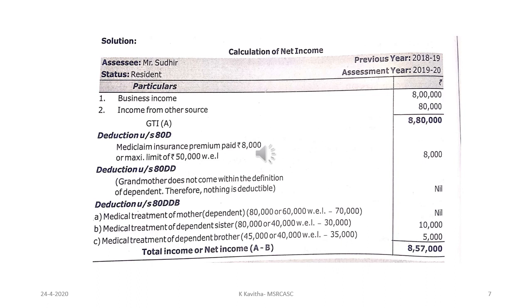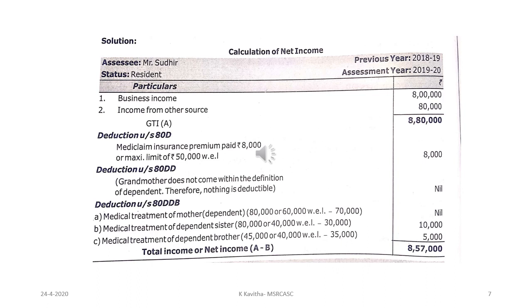Maximum limit is 50,000. 25,000 for his family and 25,000 towards his parents, father and mother. So total put together 50,000 he can claim. Out of that, 8,000 is the insurance he is paying. So whichever is less, so 8,000 only he can claim as deduction.